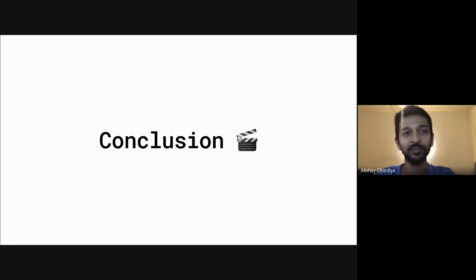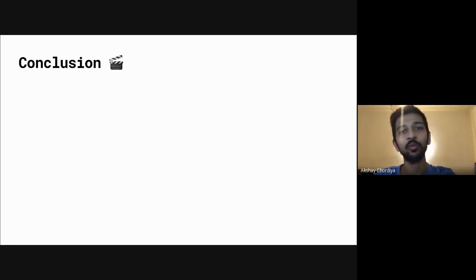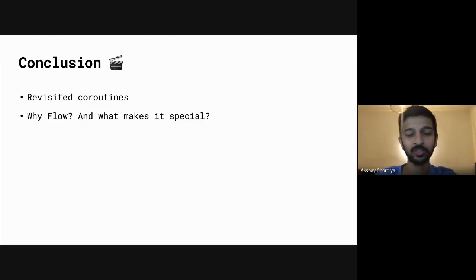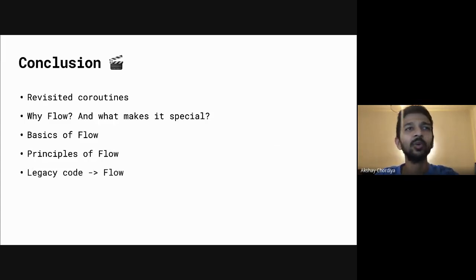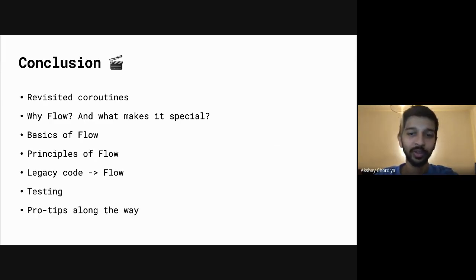Okay, conclusion time. So here's a quick summary of what you learned today. We revisited coroutines. We saw why Kotlin Flow came into the picture and what makes it so special. We saw basics of Flow, that is the emitter and the collector, and how they work internally using suspend and the magic of coroutines. We saw principles of flow, that is context preservation and exception transparency, and how they make our lives easy. And then we saw how to convert legacy code or RxJava code to flow. And then testing the flows and some pro tips along the way.